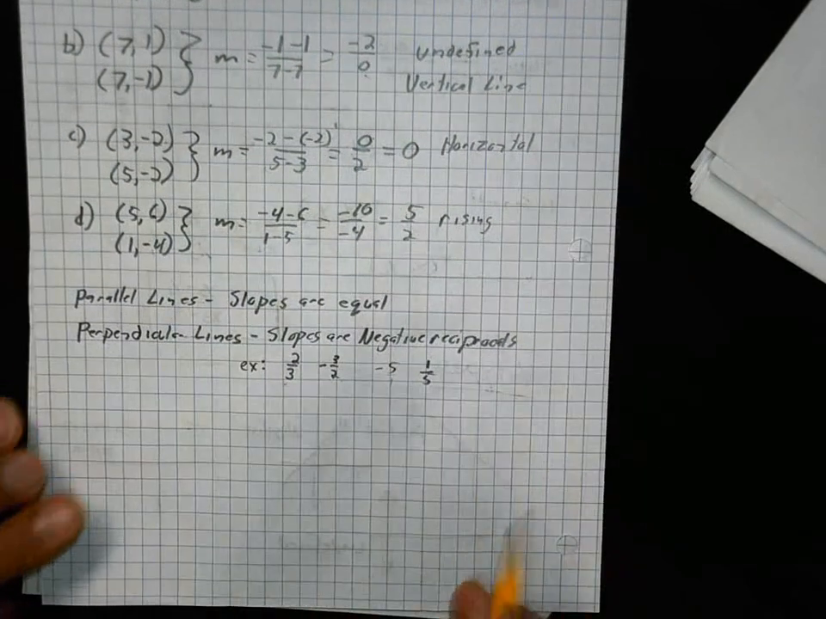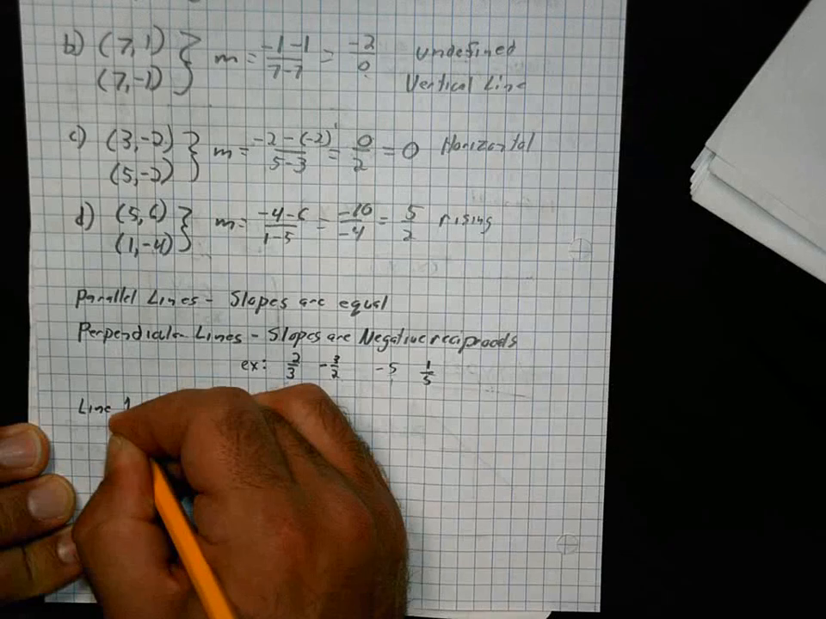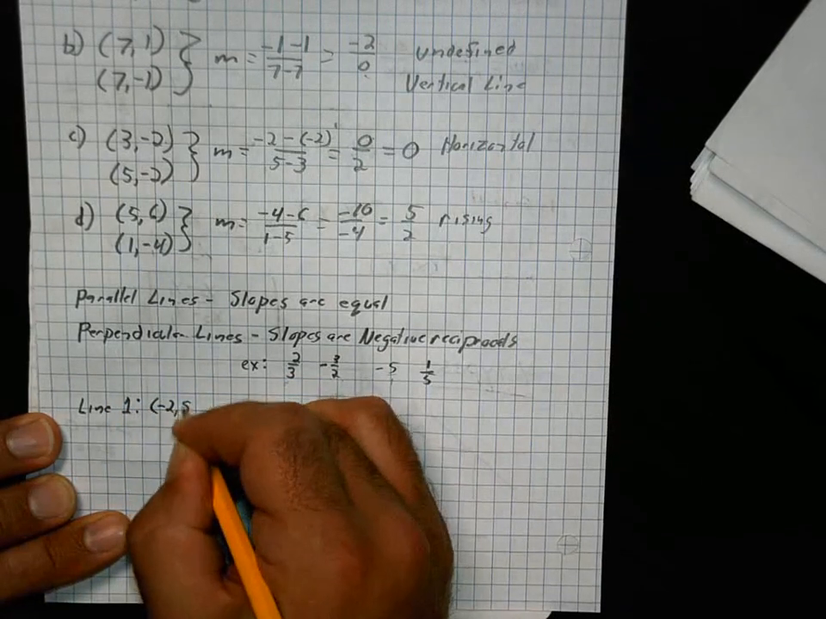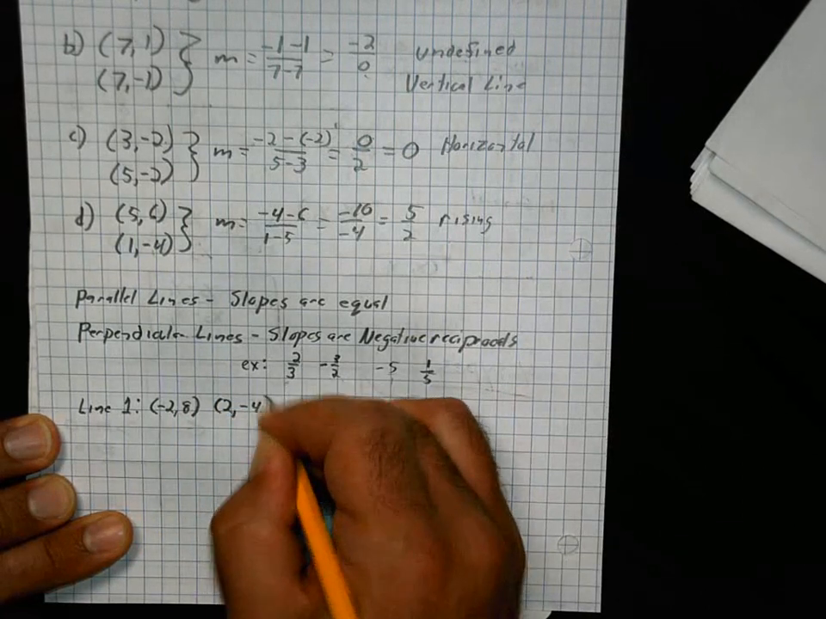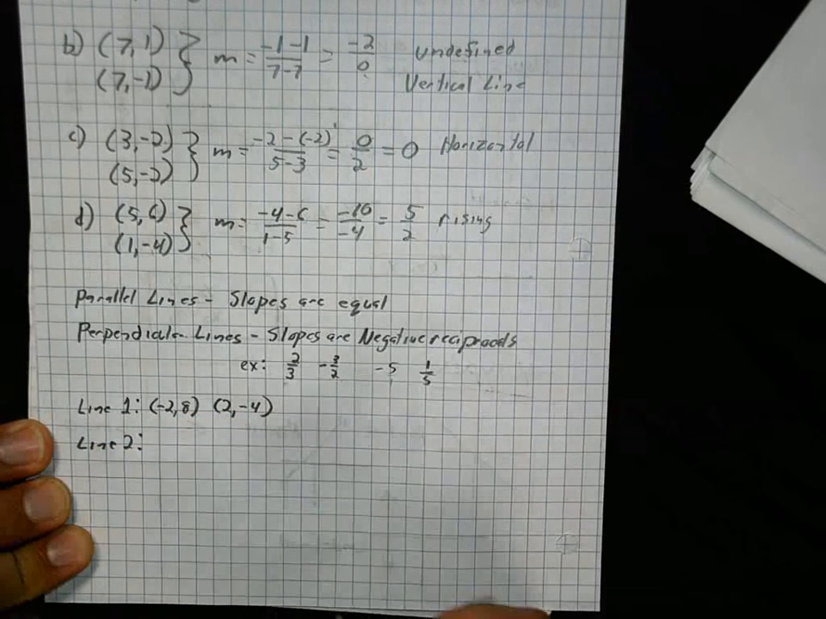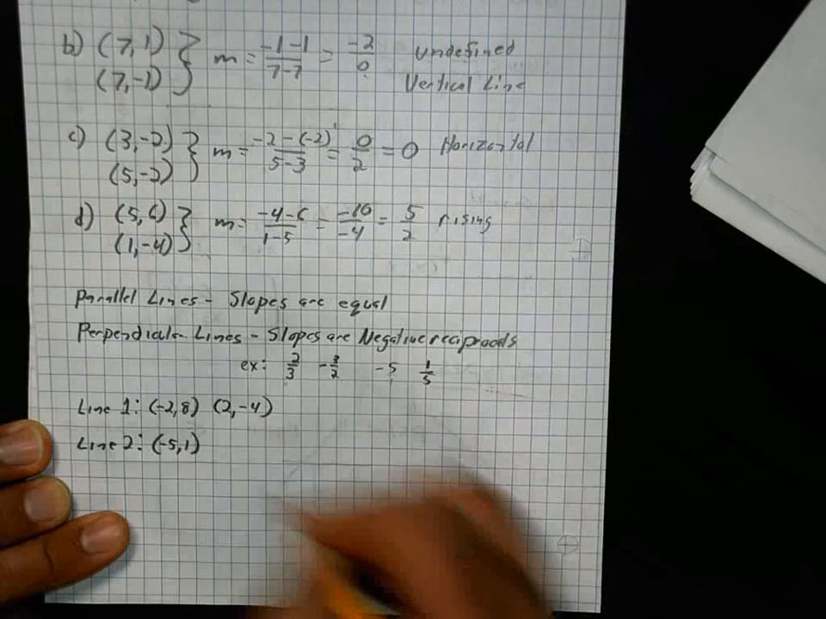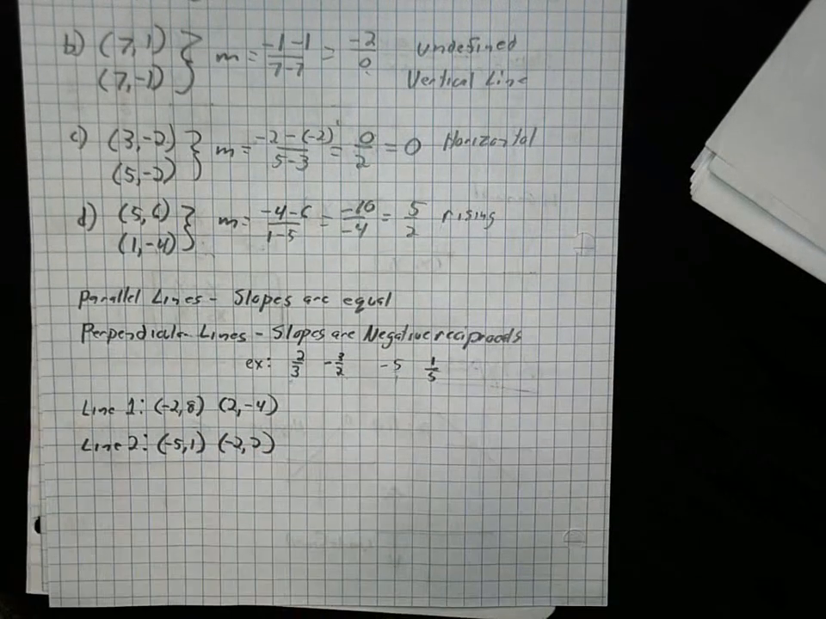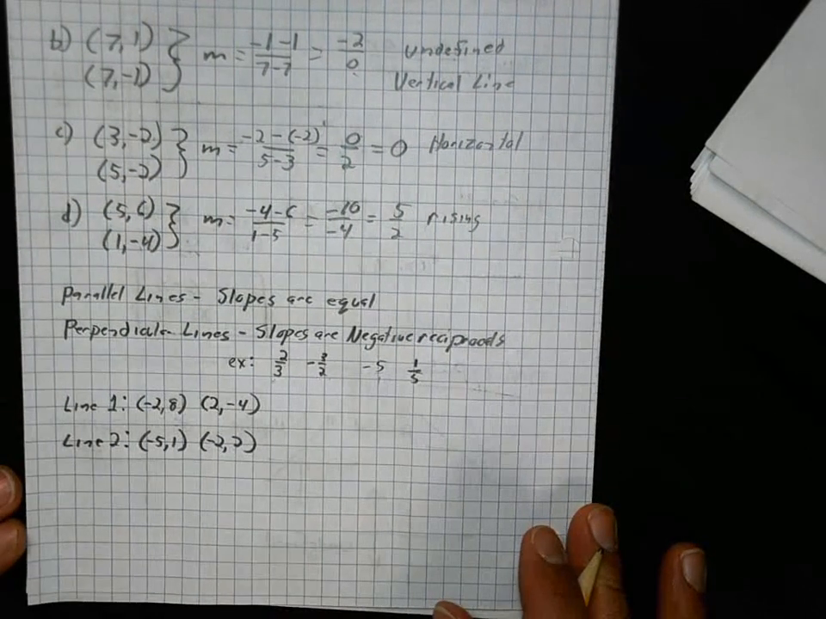Okay, so let's say line 1, here's an example, goes through (-2, 8) and (2, -4). Line 2 goes through (5, -5)... I mean (1, -2), (5, 2)... Can you determine whether those lines are parallel, perpendicular, or neither?